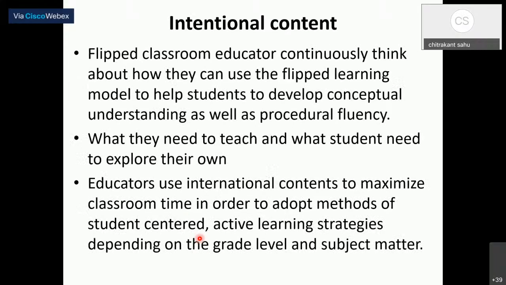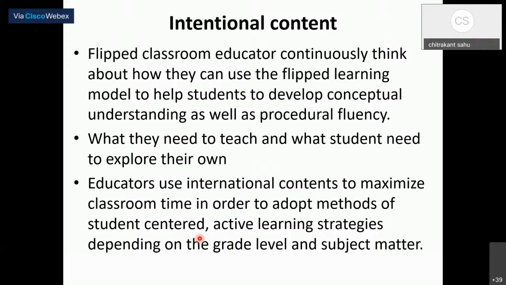And then the third important one is intentional content. In flipped classrooms, a variety of sources are available in terms of books, chapters, videos, and some learning materials like NPTEL videos. All those things can be shared with the students. Teachers think about what content to develop and how it can be shared, so that students develop the concept and build their understanding as well as procedural fluency. What they need to teach and what students need to explore on their own, the teacher needs to think about and take an exercise on.